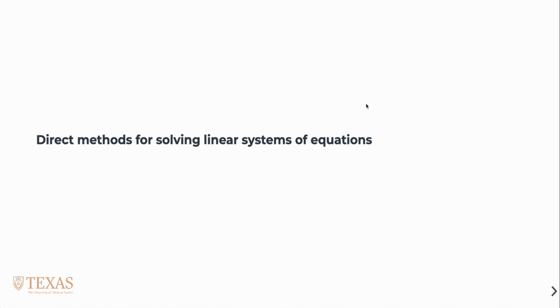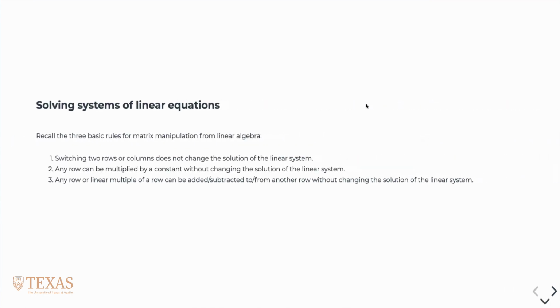All right, in this lecture, we're going to talk about direct computer methods for solving linear systems of equations. So recall from our review of linear algebra that there are basically three rules that we can perform on systems of linear equations that will not change the solution. So three manipulations. One of those is to switch two rows or two columns. That will not change the solution.